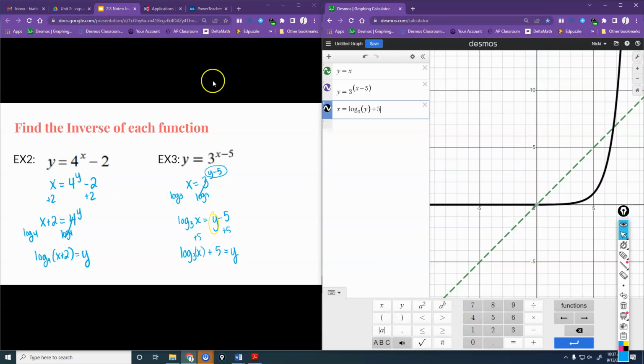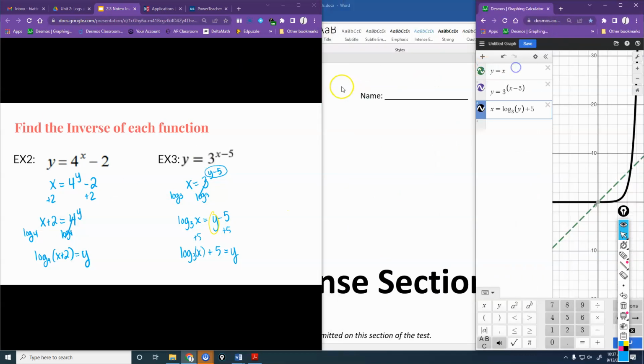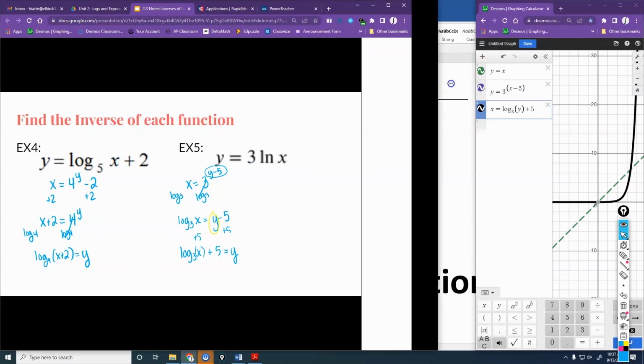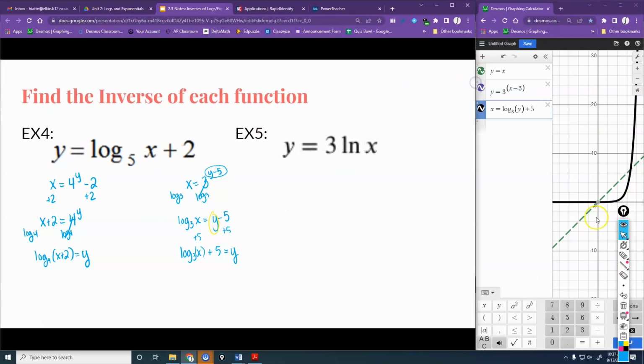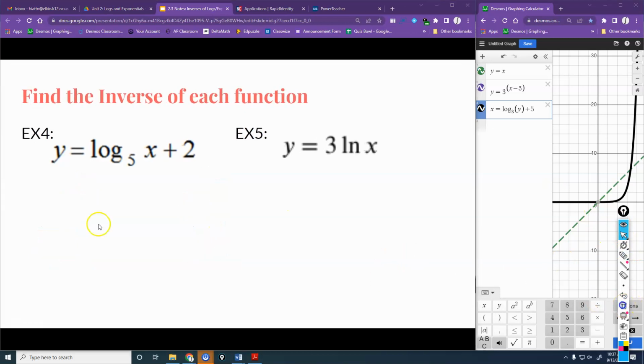Okay. All right, so let's continue on. We need to do one that's a log, because those are all exponentials we've done so far. All right, so it's not much different. Since this has a log with it, what do you think we're going to have to do to find the inverse?